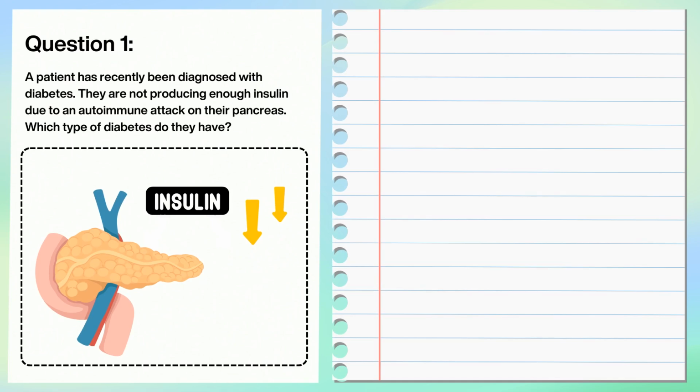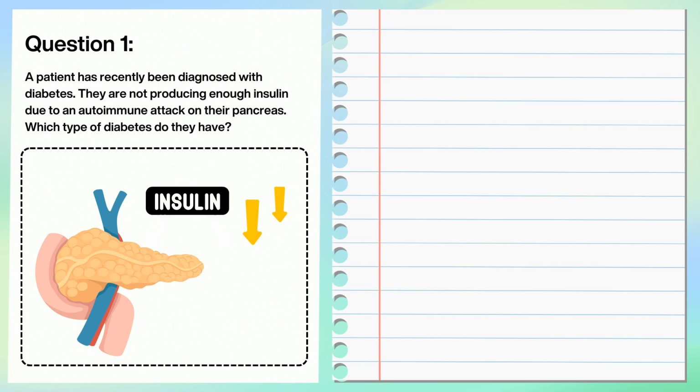Let's work through a question to better understand how to tackle GCSE level questions on diabetes and its treatment. A patient has recently been diagnosed with diabetes. They are not producing enough insulin due to an autoimmune attack on their pancreas. Which type of diabetes do they have?